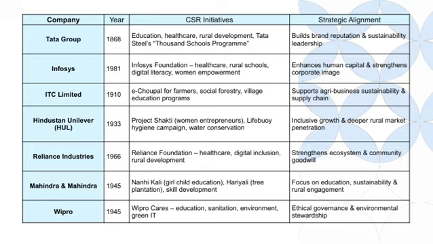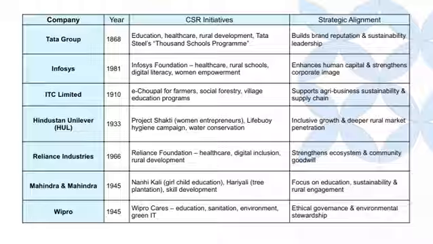Moving on to Infosys, established in 1981, their CSR efforts revolve around the Infosys Foundation. They focus on healthcare, rural education, digital literacy, and women empowerment. These initiatives are designed to enhance human capital and bolster the company's corporate image by creating social impact that aligns with their business values. ITC Limited, founded in 1910, has developed initiatives like e-Chupal for farmers, social forestry projects, and village education programs. These efforts support their agricultural business sustainability and help strengthen their supply chain, ensuring both community well-being and business resilience.